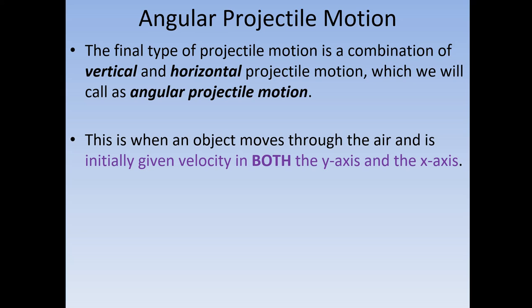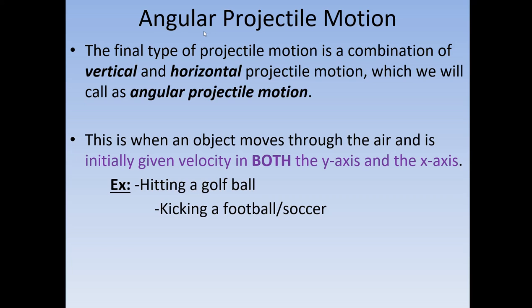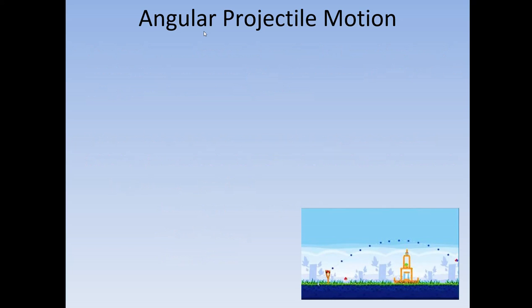If you remember, in vertical projectiles, the ball was given only an initial velocity in the vertical direction. And in horizontal projectiles, it was only given a velocity in the horizontal direction initially. Here, it's going to be given a little bit of velocity in both the vertical and horizontal, the y and x-axis. Basically, it ends up getting shot at an angle, hence the term angular projectile. So these are things like hitting a golf ball, hitting a baseball, kicking a football or a soccer ball, Angry Birds. All of these are examples of angular projectiles.